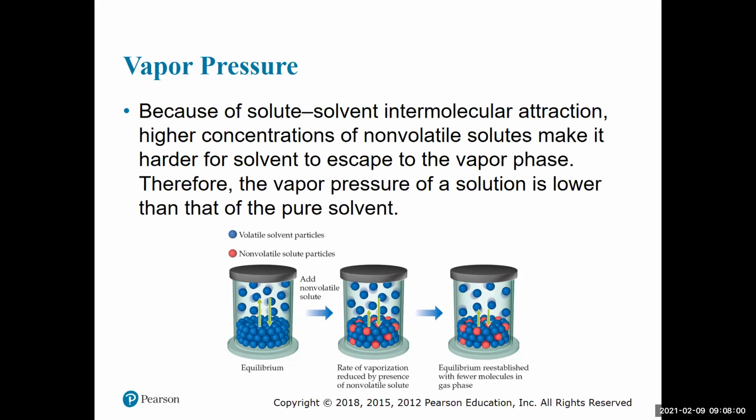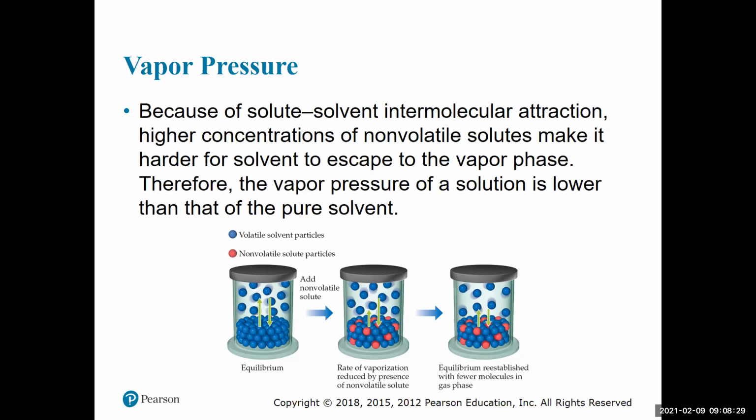And so what that does is it slows down the rate of evaporation, and then it'll eventually re-equilibrate, but the result is you have fewer of those volatile particles in the atmosphere above the solution. And as a result of that, the vapor pressure of that mixture will be less than what the vapor pressure of the solvent by itself would be.